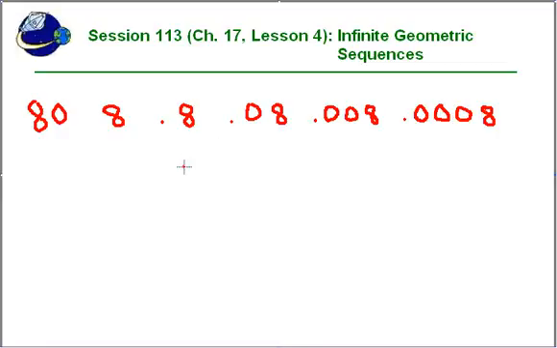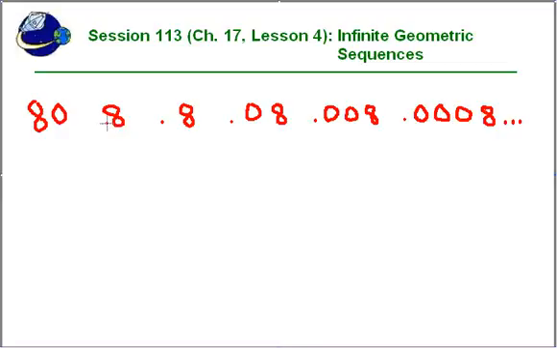Well, here we have an infinite geometric sequence. Our first term, t1, is 80. Our second term, t2, is 8. Next, 0.8, 0.08, 0.008, 0.0008. And then the 3 dots means that that particular sequence continues on indefinitely. Let's take a look at our first term here.